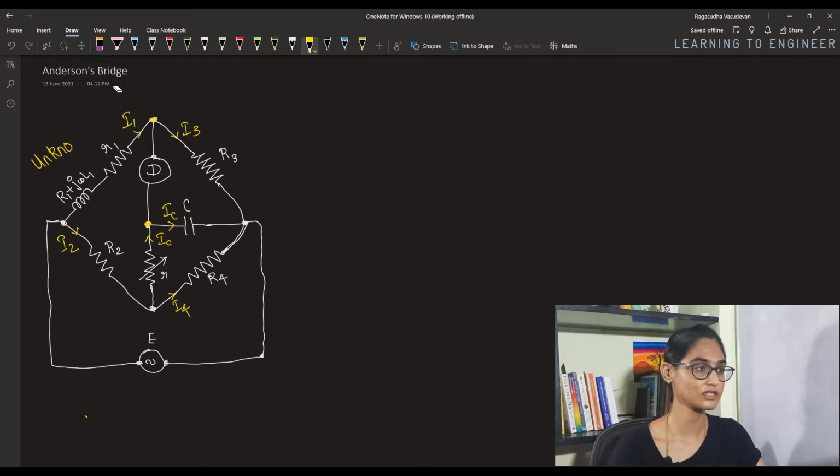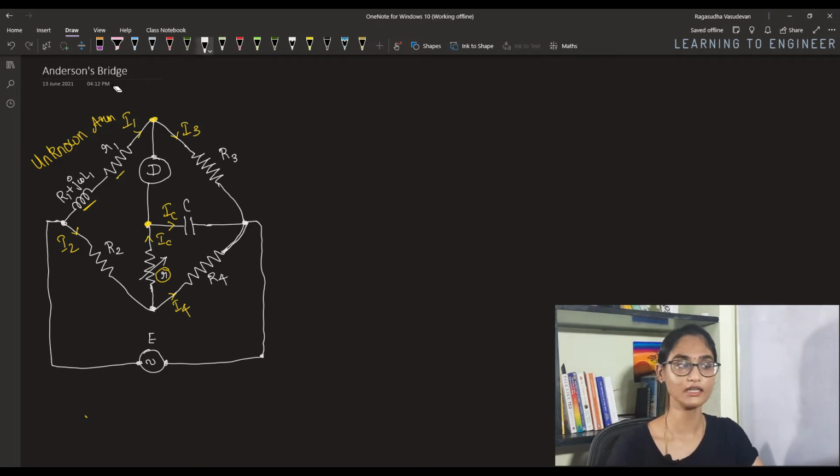This arm is the unknown arm. We have the value of unknown inductance connected in series with a standard resistance. By adjusting the value of this resistance, we will be able to get the null deflection in this bridge, and once we get null deflection, we will be able to find out the value of the unknown inductance and the unknown resistance of this bridge. Let's start with the derivation.